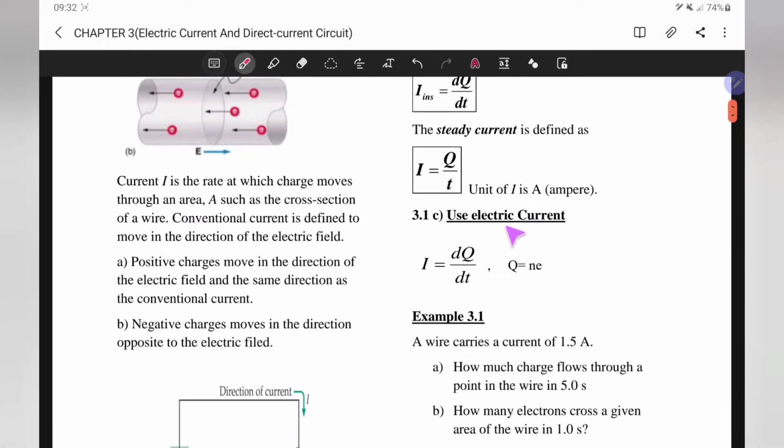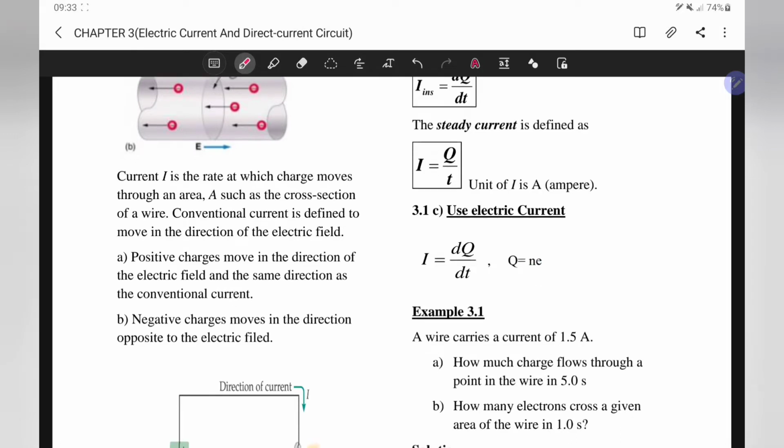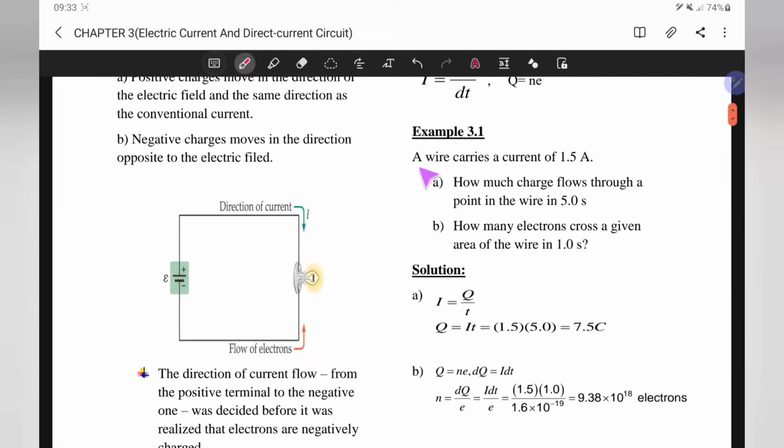So how do we use the equation of current? Before that, what is Q? Q is the charge, so the total charge equals NE, where E is the magnitude of charge and N is the number of charges. For example, a wire carries a current of 1.5 amperes. They ask how much charge flows through a point in the wire in 5 seconds, and how many electrons cross a given area of the wire in 1 second.